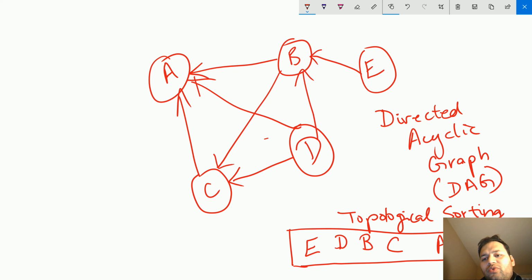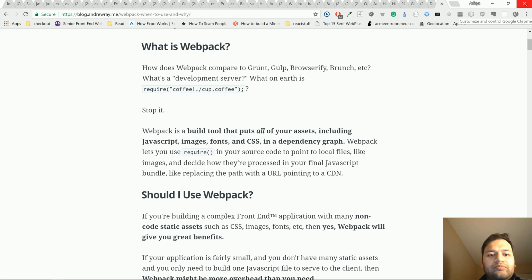And so now that we've sorted it, we know that we could first require E, then we can require D, B, C, and A, and we would be good with our libraries, and we would not have any conflicts or issues. So now that you understand what a topological sort on a directed acyclic graph is, let's go back to learning about Webpack.